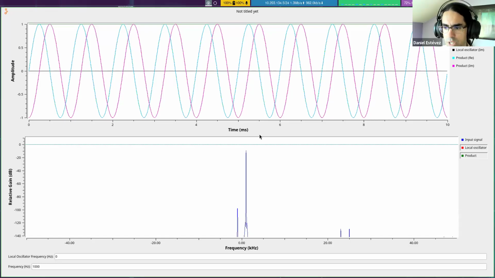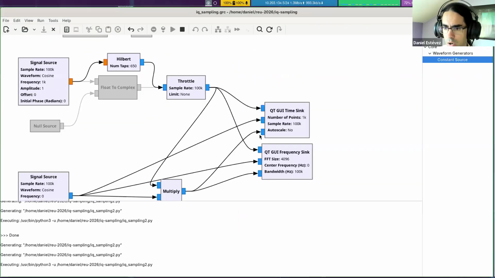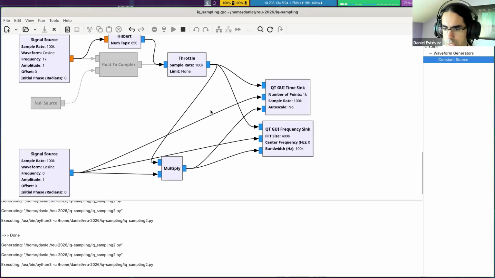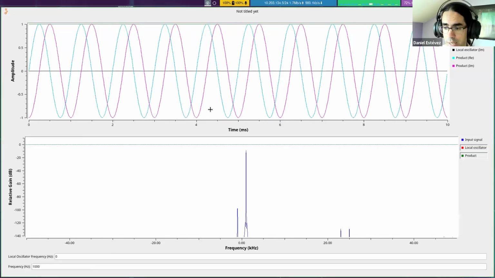Questions about this operation or about any of these in general, because the next thing we will do is somewhat different. It's the spectral analysis tutorial.